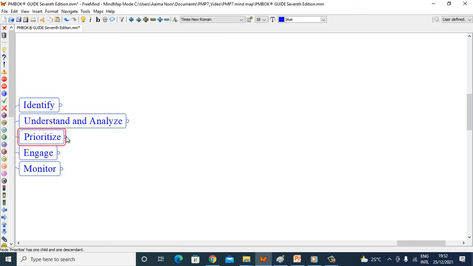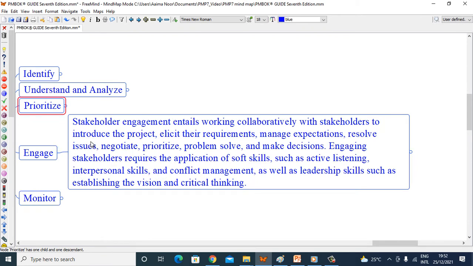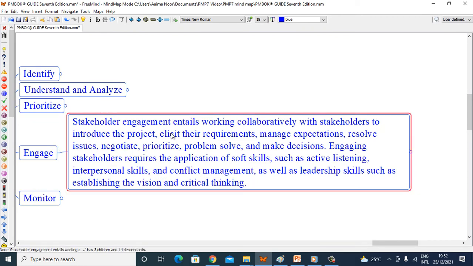Now let's see engage. Stakeholder engagement entails working collaboratively with the stakeholders to introduce the project, elicit their requirements, manage expectations, resolve issues, negotiate, prioritize, problem solve, and make decisions. Engaging stakeholders requires the application of soft skills such as active listening, interpersonal skills, and conflict management, as well as leadership skills such as establishing the vision and critical thinking.